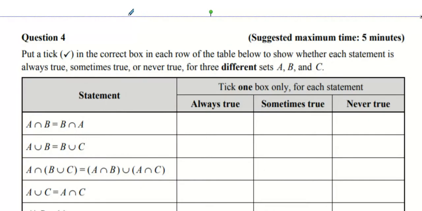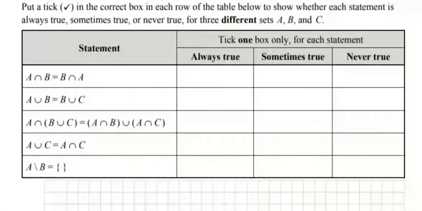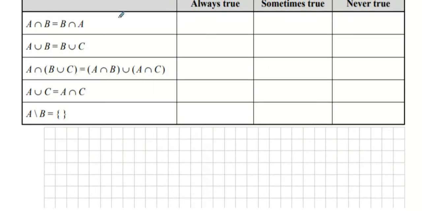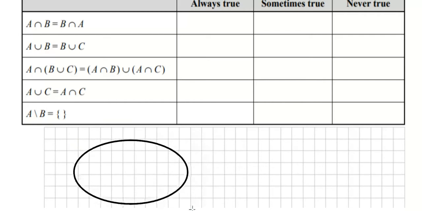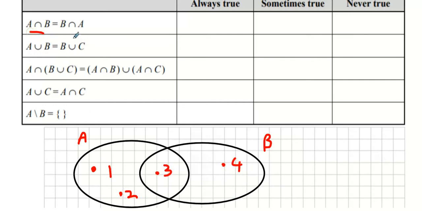So we did 2, 3, now we're on 4. The best way to do 4 is to make up examples of what you're looking at. So I'll look at A and B. This is A, this is B. And what if I put in now 1, 2, 3, 4. Is A intersection B always the same as B intersection A? Yep, either way, it's always true.